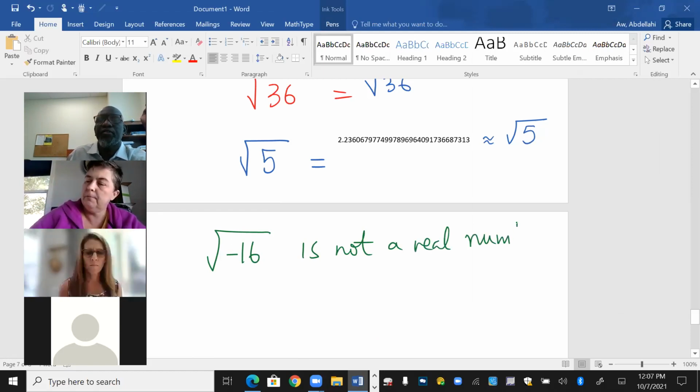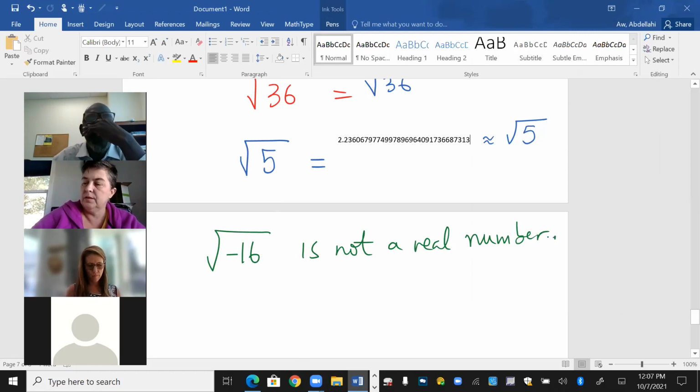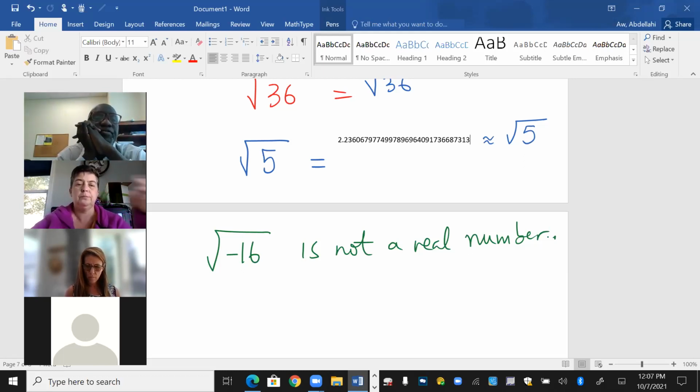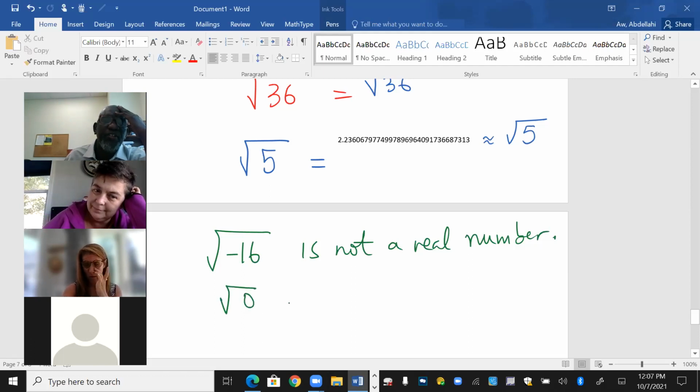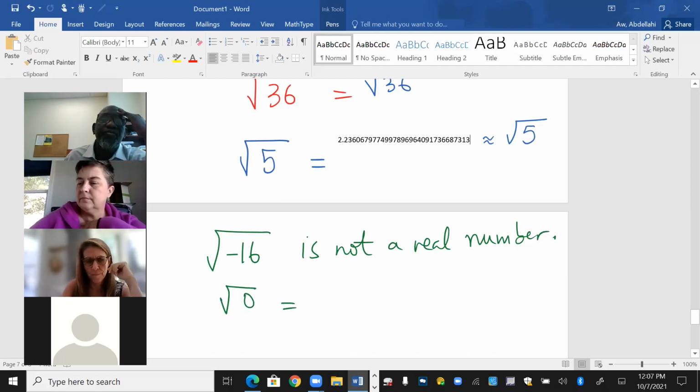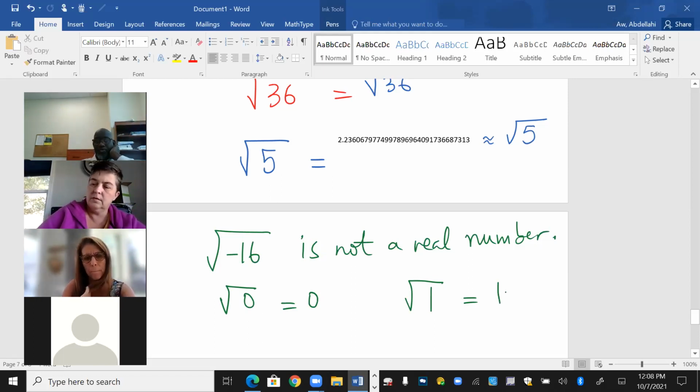For now, the only numbers we're going to put inside the square root will be positive, right? Okay. What is the square root of 0? What do you think? How much is the square root of 0? 0. It is 0 itself, right? What is the square root of 1? 1. It is 1 itself, right?